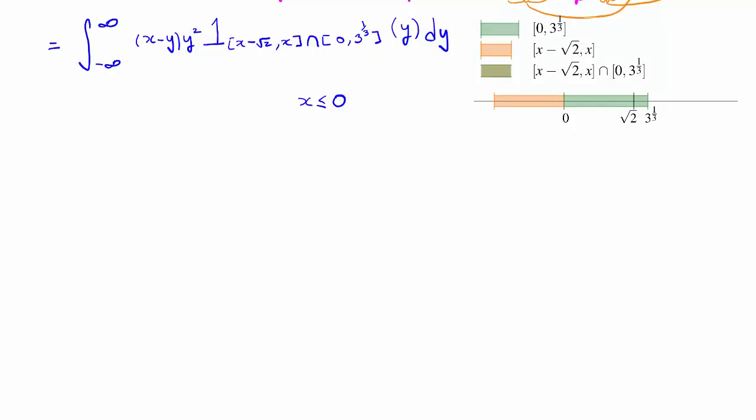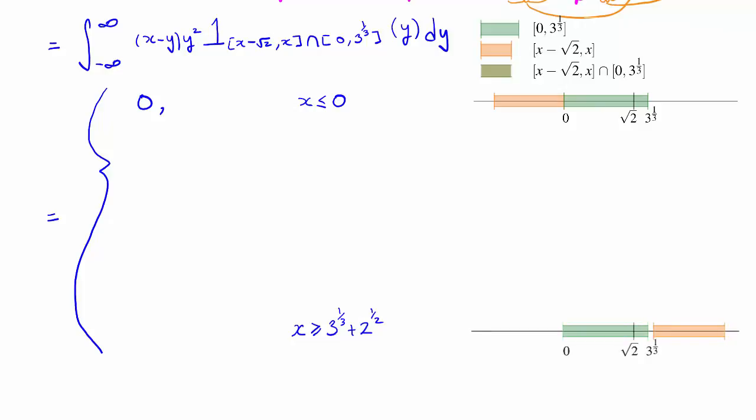And so the area under x minus y, y squared times that indicator function would be the area under at most 1 point, which would be 0. Similarly, when x is greater than or equal to the cube root of 3 plus the square root of 2, then the interval on the left from x minus root 2 to x is strictly above the one on the right, and we again get 0.